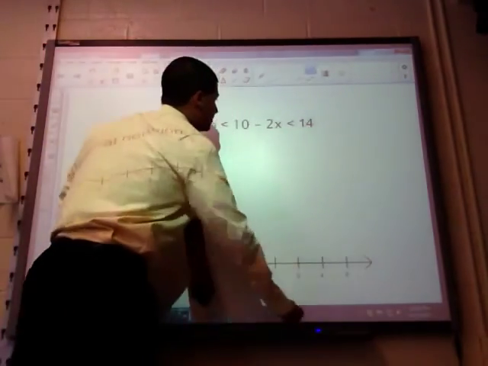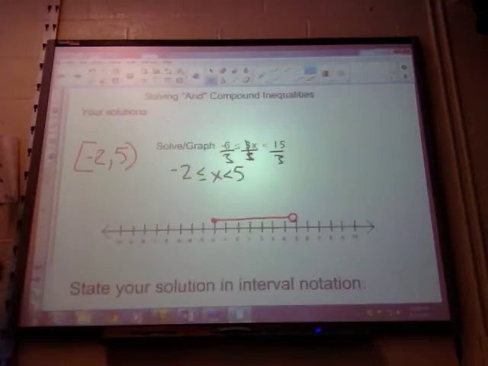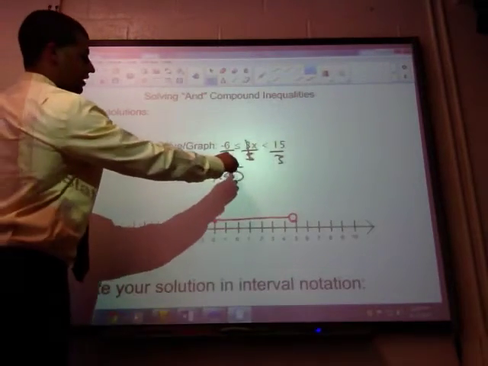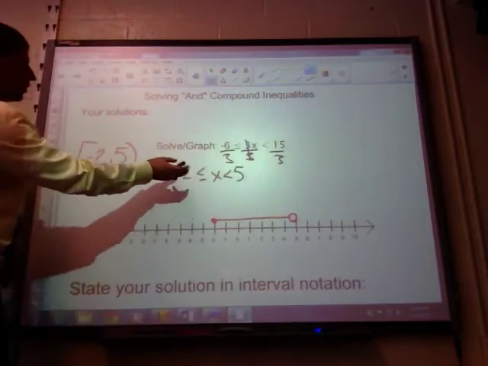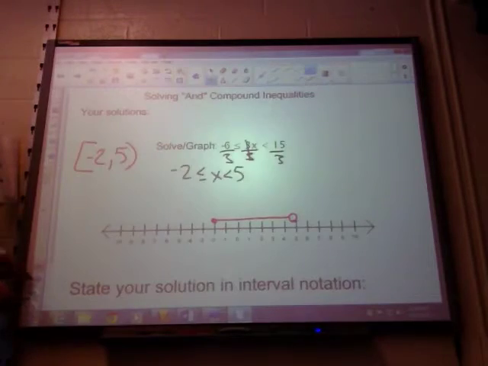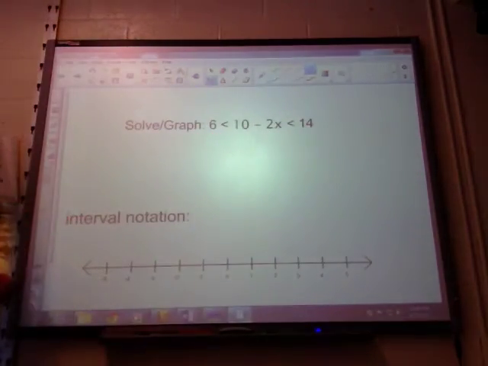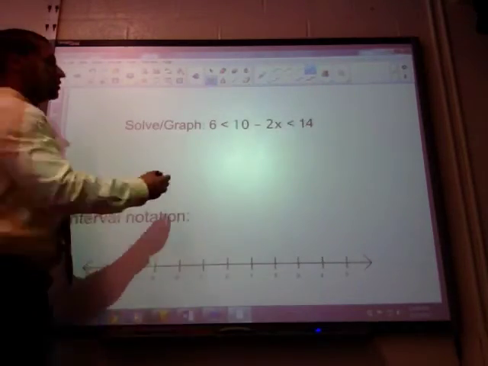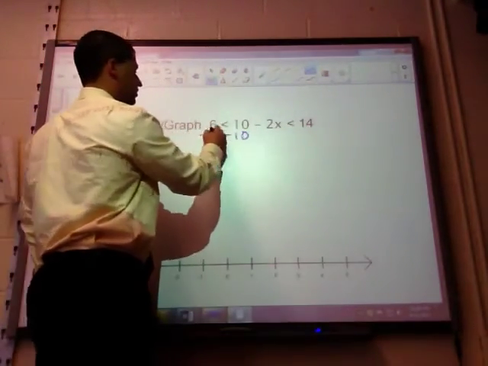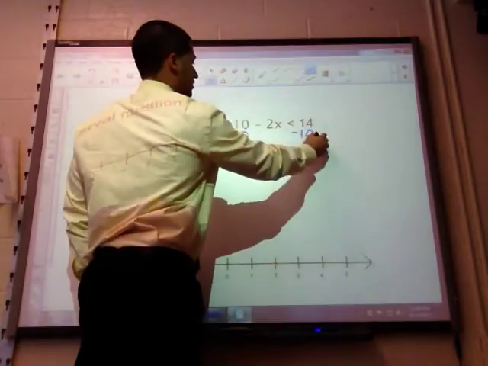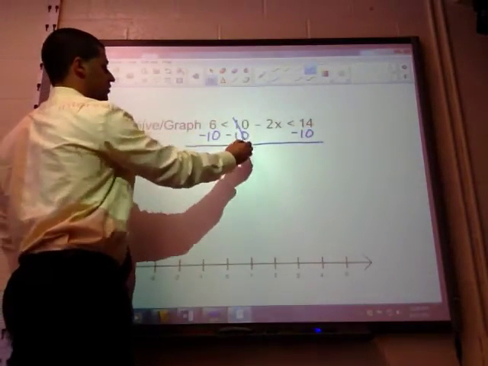Notice how in the last one, it was set up with our arrows pointing to the left or opening to the right for our inequality signs. This one, same way, but something might happen. So let's take a look at this. Subtract 10 to everything, right? You solve it just like any old problem.